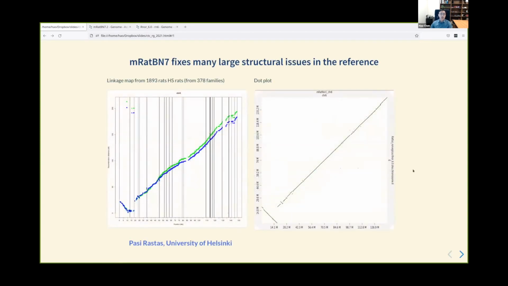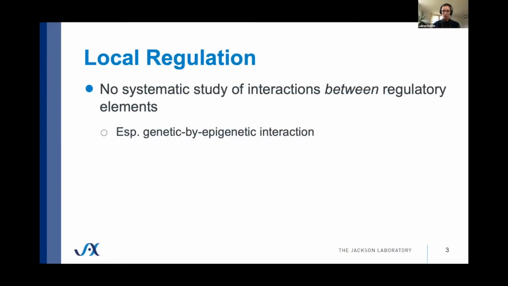So Wendy from yesterday's talk pointed out that the new reference has much improved contiguity compared to the old reference. In addition to that, the new reference also fixed many structural issues. On the right side here is a dot plot of chromosome 6. There's also an open question as to what local means for regulation.